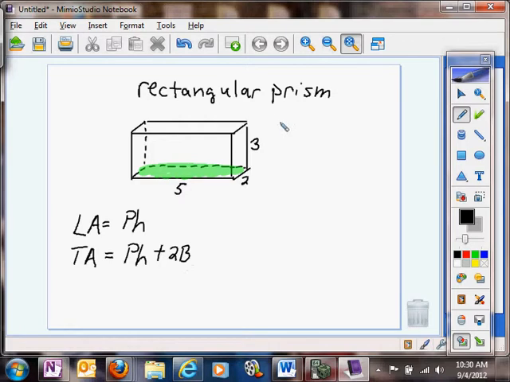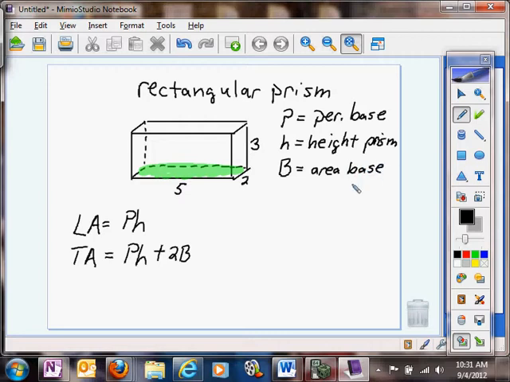So now we need to know, well, what is big P and little h and big B? Big P is the perimeter of the base. Little h is the height of the prism. And big B is the area of the base. So now that we know what these are, let's actually do the calculations.